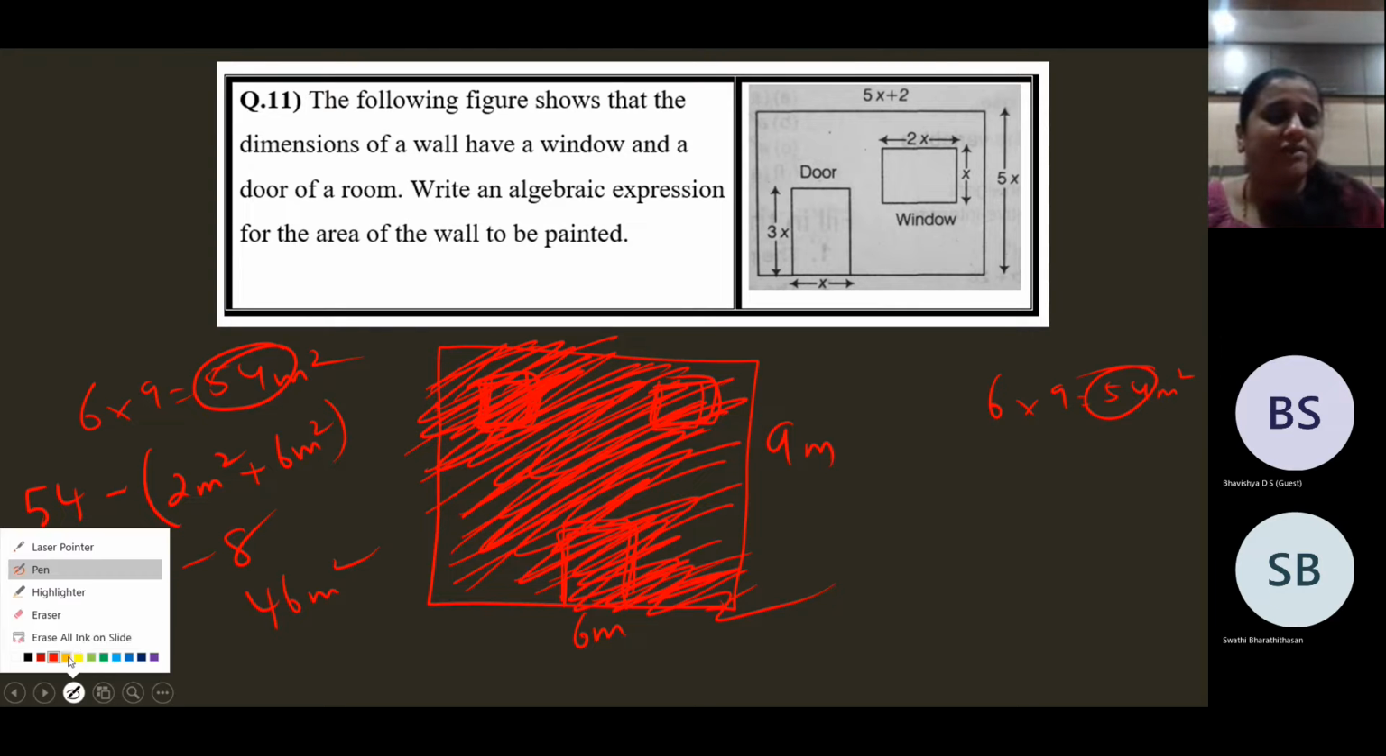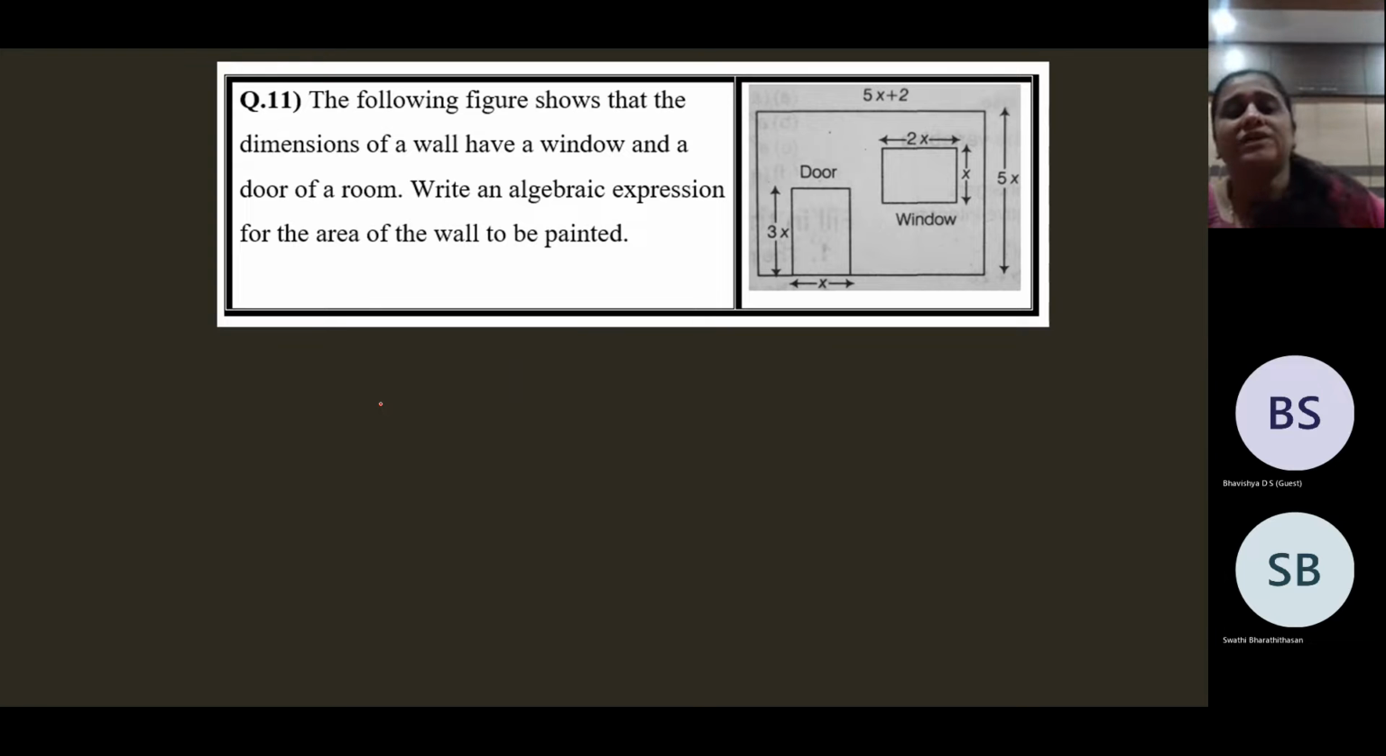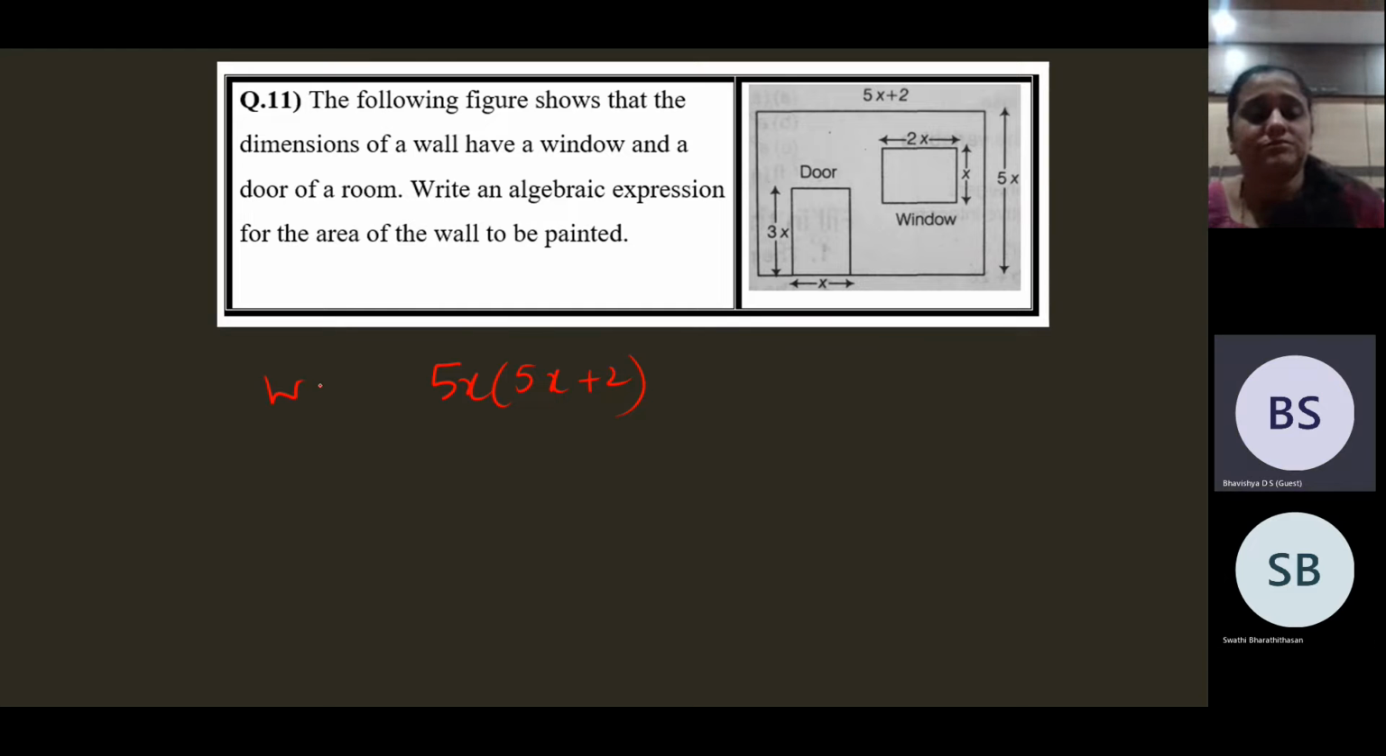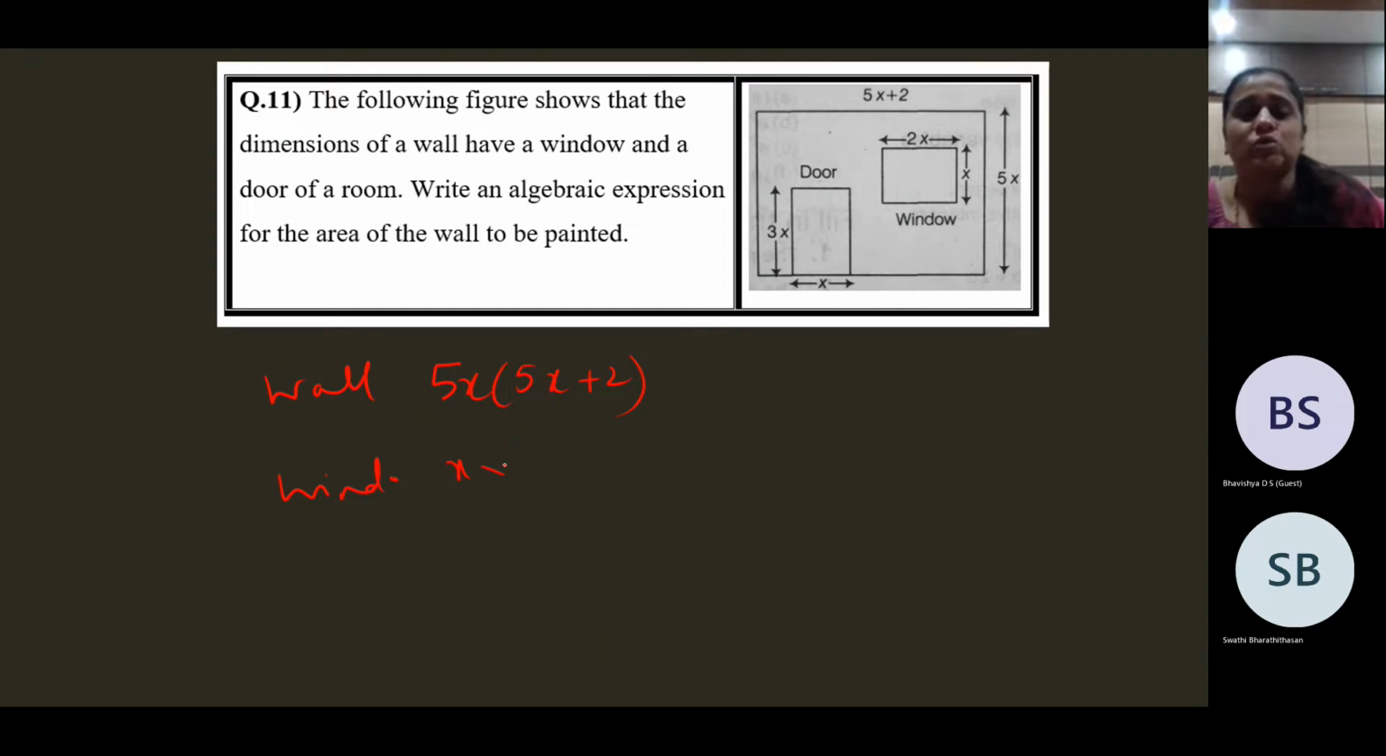What should you do? You must find the area of the wall. How will you find the area of the wall? Length into breadth. What is the length? 5x. What is the breadth? 5x plus 2. Correct, children? Yes, ma'am. Then what is the area of the window? The area of the window is equal to L into B, that is x into 2x, which is 2x squared. What is the area of the door? The area of the door is L into B, x into 3x, which is 3x squared. Now, what is the area of the wall? 25x squared plus 10x, correct?